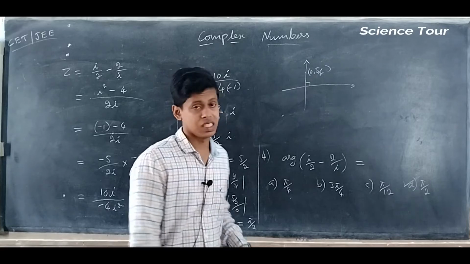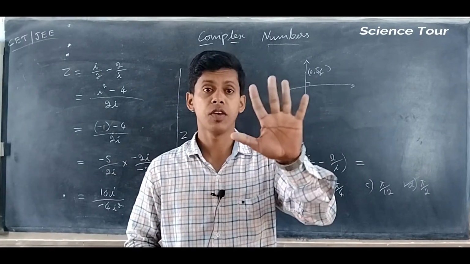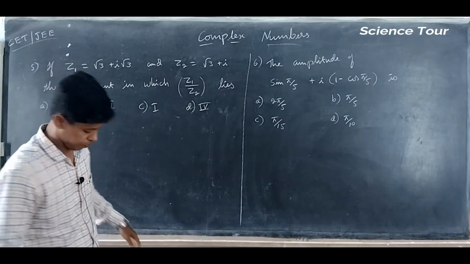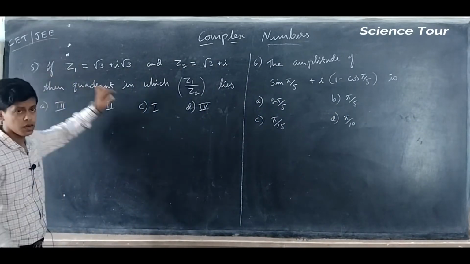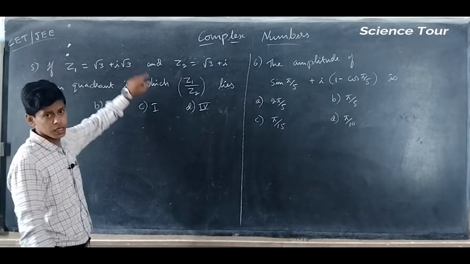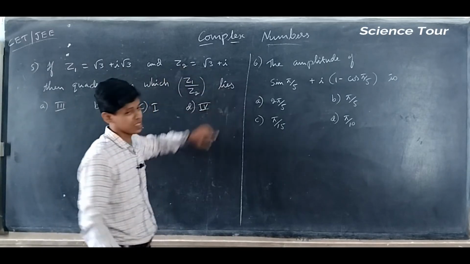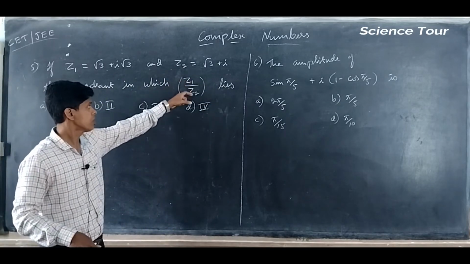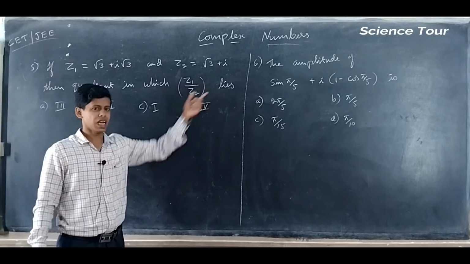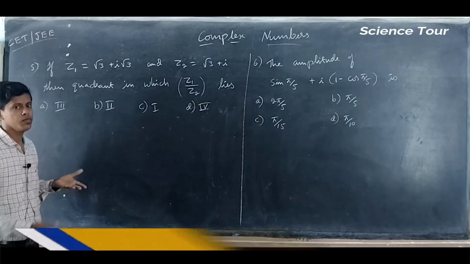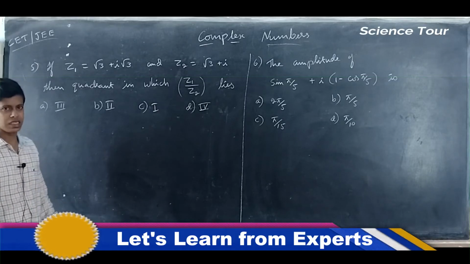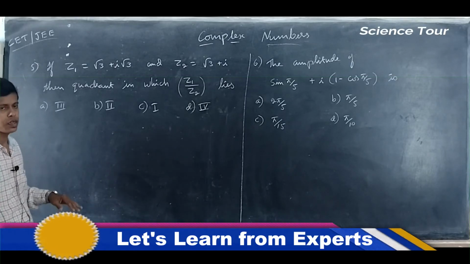So that completes question number 4. Let's move to the fifth question now. You have z1, that is root 3 plus i root 3, and z2, root 3 plus i. Now find z1 by z2 and find in which quadrant this complex number lies. That depends on the signs of x and y. If both are positive, first quadrant, all right, and so on.